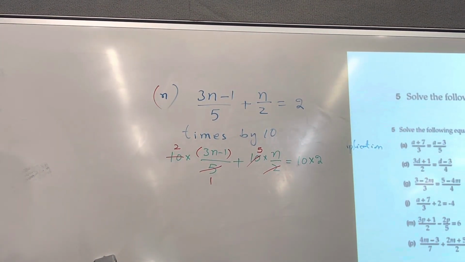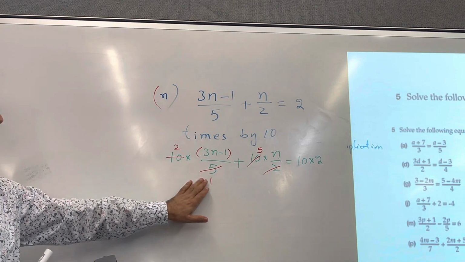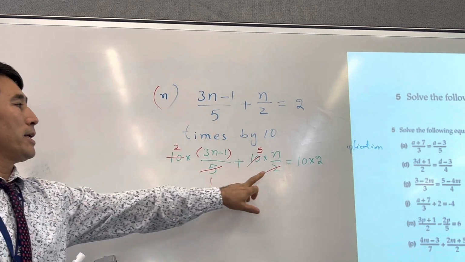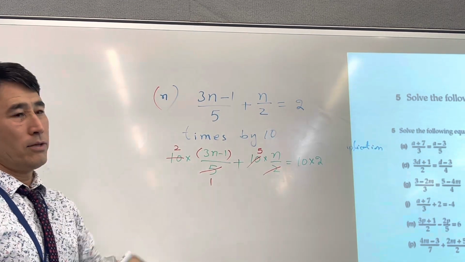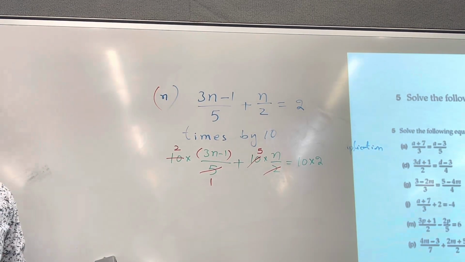What did we do? Does that make sense? 5 ones are 5, 2s are 10. And then here 2 ones are 2, 2 5s are 10. I hate doing that. Yeah, you have to do that. It's kind of annoying, but we still have to.